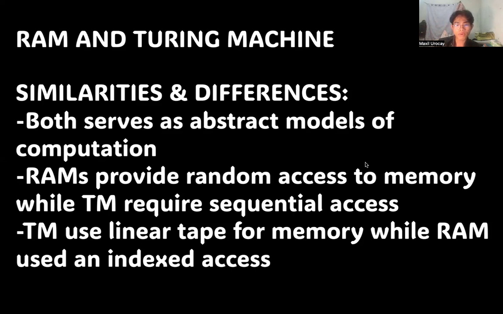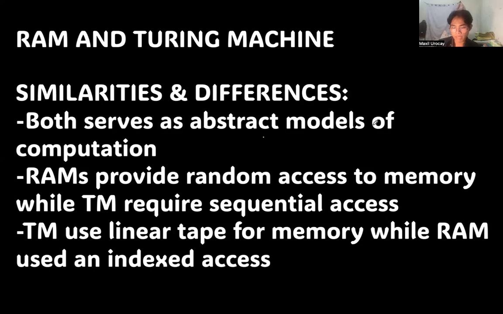Now, for the memory structures, the Turing machine uses a linear tape for memory, which is sequential, whereas the RAM uses indexed memory for faster access. So let's move on with the equivalence.